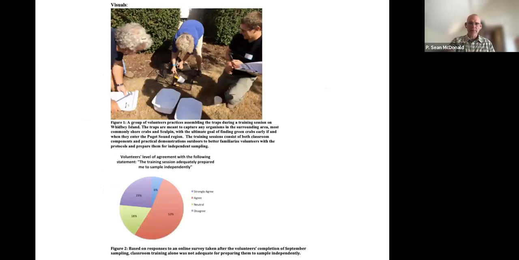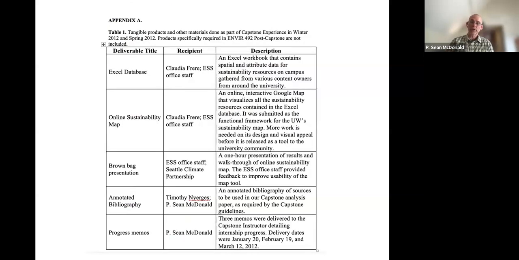Here are some examples. Photos are great. Figures are good, although pie charts aren't my favorite. But those are certainly useful. And recall that your deliverables should be referenced in the internship section, and they should appear within an appendix at the end of the document, just like this. And there's an example of the appendix on Canvas, which you should be able to take a look at.